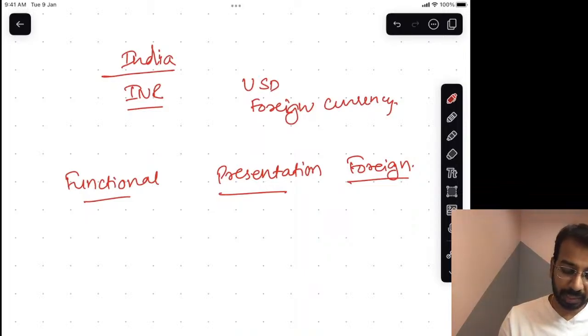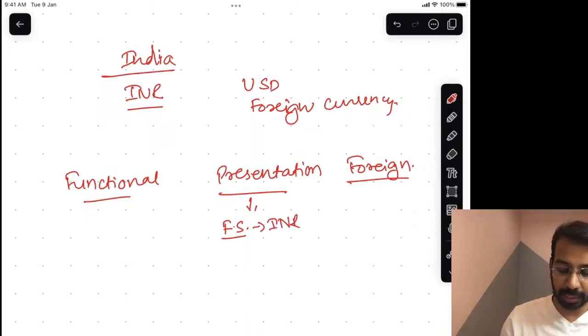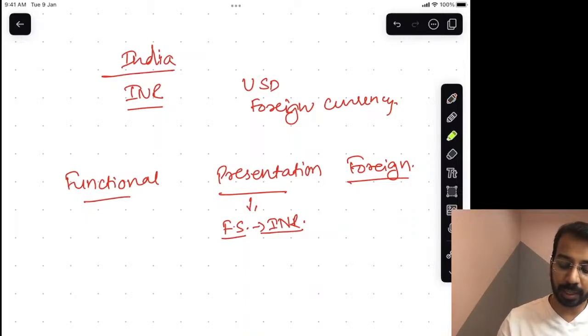Basically, presentation currency, very simple, is the currency in which you are required to prepare financial statements. For example, if you are based out of India, you have to prepare financial statements in INR for annual financial reporting purposes, for ROC filing purposes. For all of that, you prepare as per INR. So INR becomes your presentation currency, the currency in which we present the financial statements, right? So this is the presentation currency.